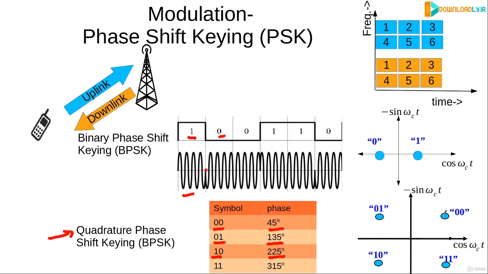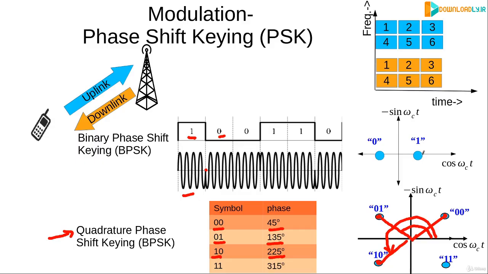So here we can see that this symbol represents 00 and it has a phase of 45 degree. Similarly, this symbol represents 01 and it has a phase of 135 degree, and this symbol represents 10 and it has a phase of 225 degrees.